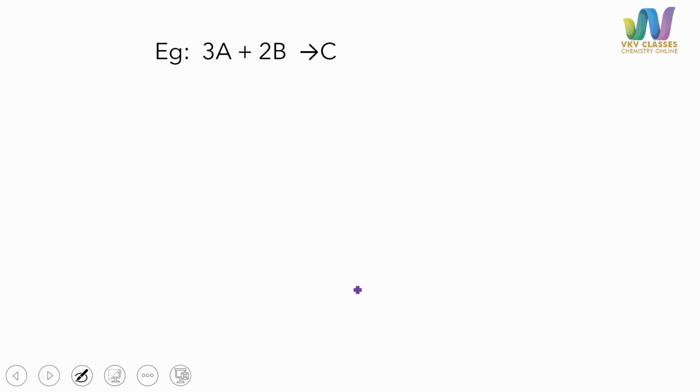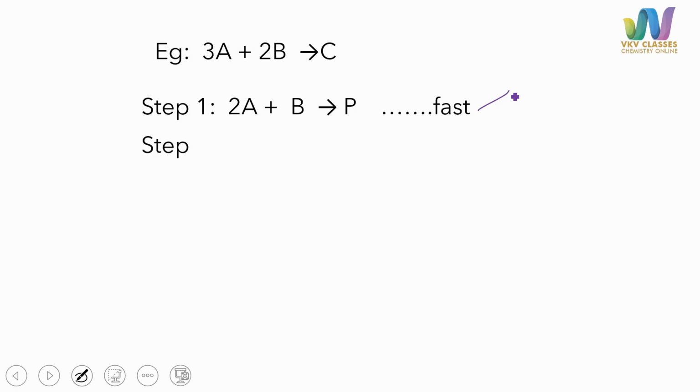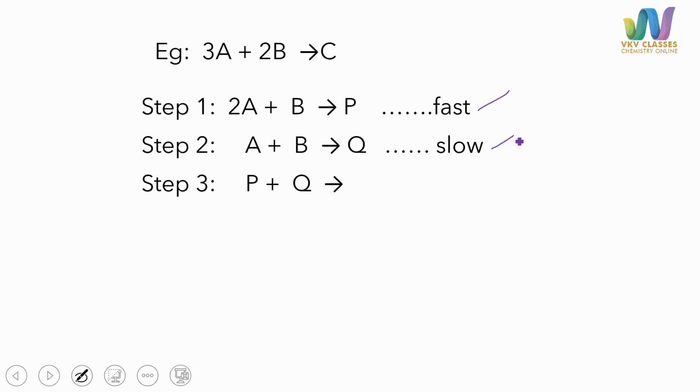As an example, 3A plus 2B gives C. Consider the different steps that come during this complex reaction. Step 1: 2A plus B gives P. This is a fast process. Second step: A plus B gives Q. This is a slow process. Third step: P plus Q gives C, which again is a fast step.